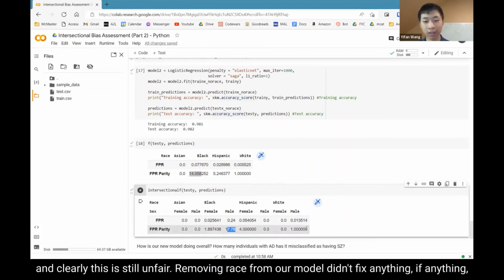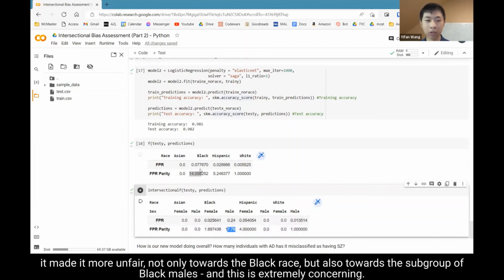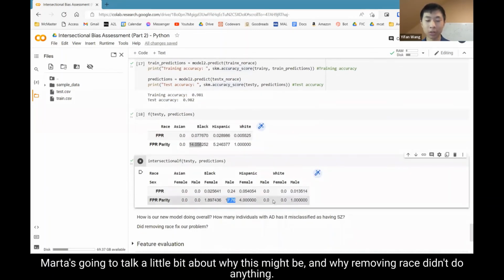And clearly, this is still unfair. Removing race from our model didn't fix anything. If anything, it made it more unfair, not only towards the Black race, but also towards the subgroup of Black males. And this is extremely concerning. Marta's going to talk a little bit about why this might be and why removing race didn't do anything.